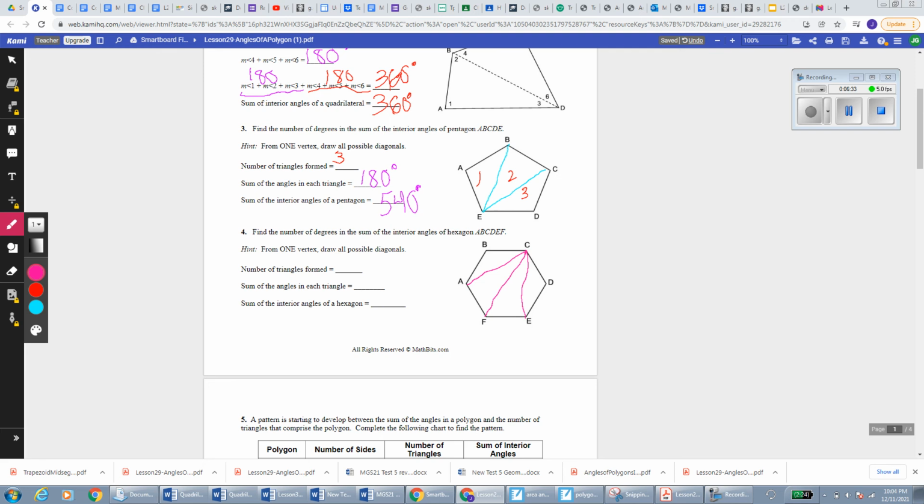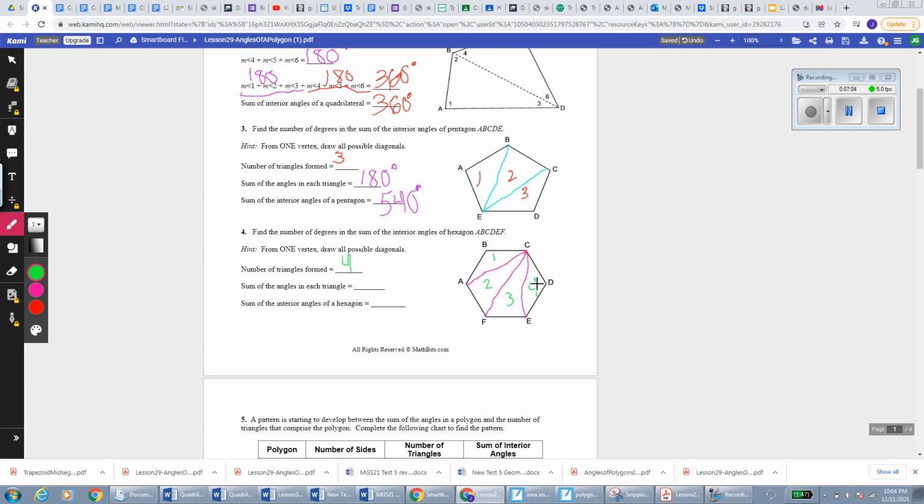If the 2 vertices that you're picking are next to each other, it's going to be a side of the shape. So no matter which vertex you started from, when you drew all your possible diagonals from that vertex, you should see the same number of triangles as we're seeing here on my screen. There are 4 triangles formed. 1, 2, 3, 4, 4 different triangles.